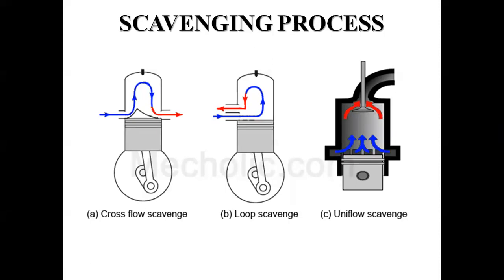Now in all these three scavenging processes, they were useful in removing most of the exhaust gases, but complete removal as compared to a four-stroke engine was not possible. This scavenging was made relatively better by using these three methods. But if you compare its effectiveness with a four-stroke SI or a CI engine, it is not possible.